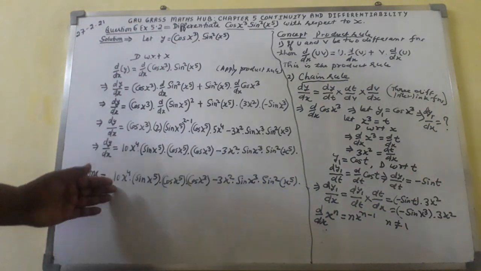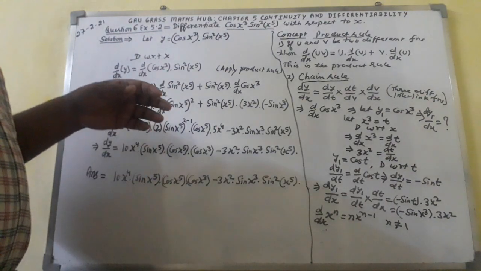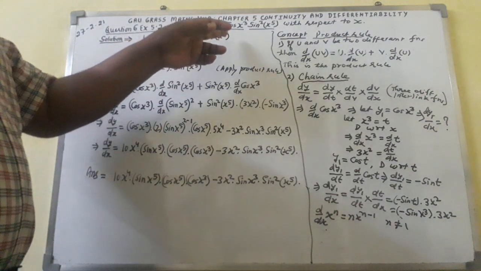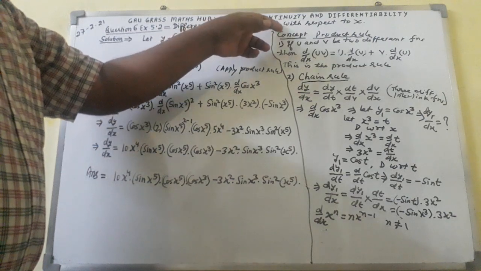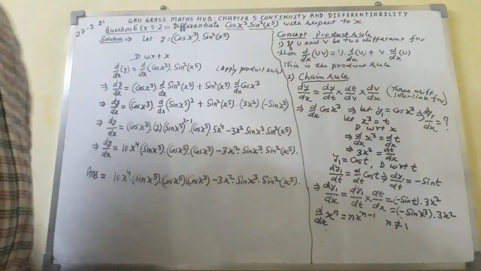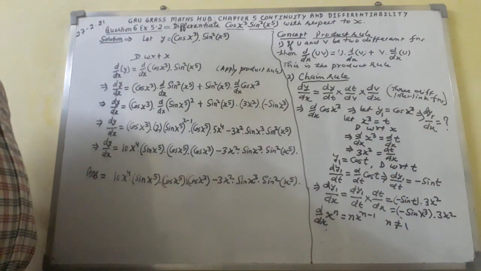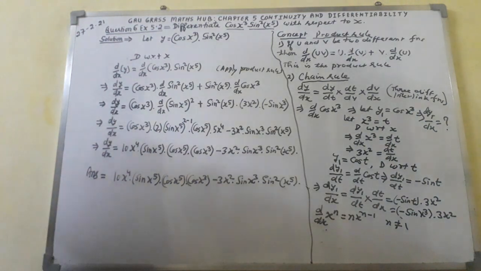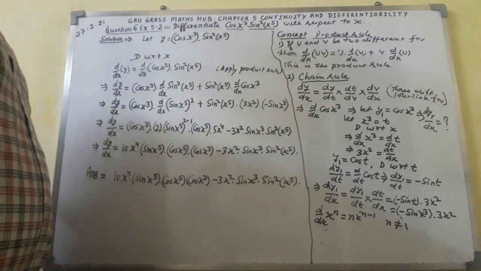This will be the correct answer for the differentiation of the function cos x raised to power 3 dot sin square x raised to power 5 with respect to x. This is a proper explanation and solution of question number 6 that has been taken from exercise 5.2, continuity and differentiability, related to chapter 5.